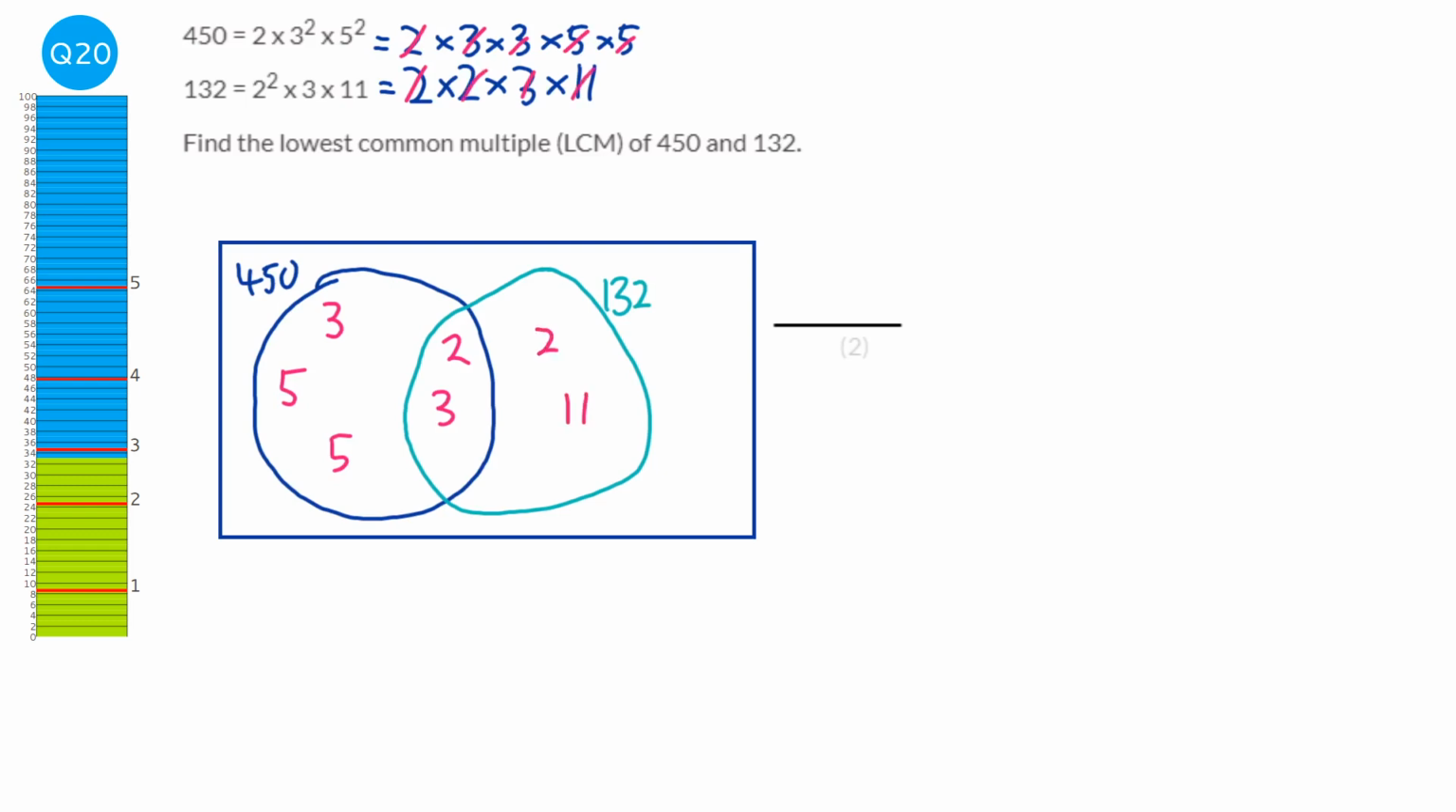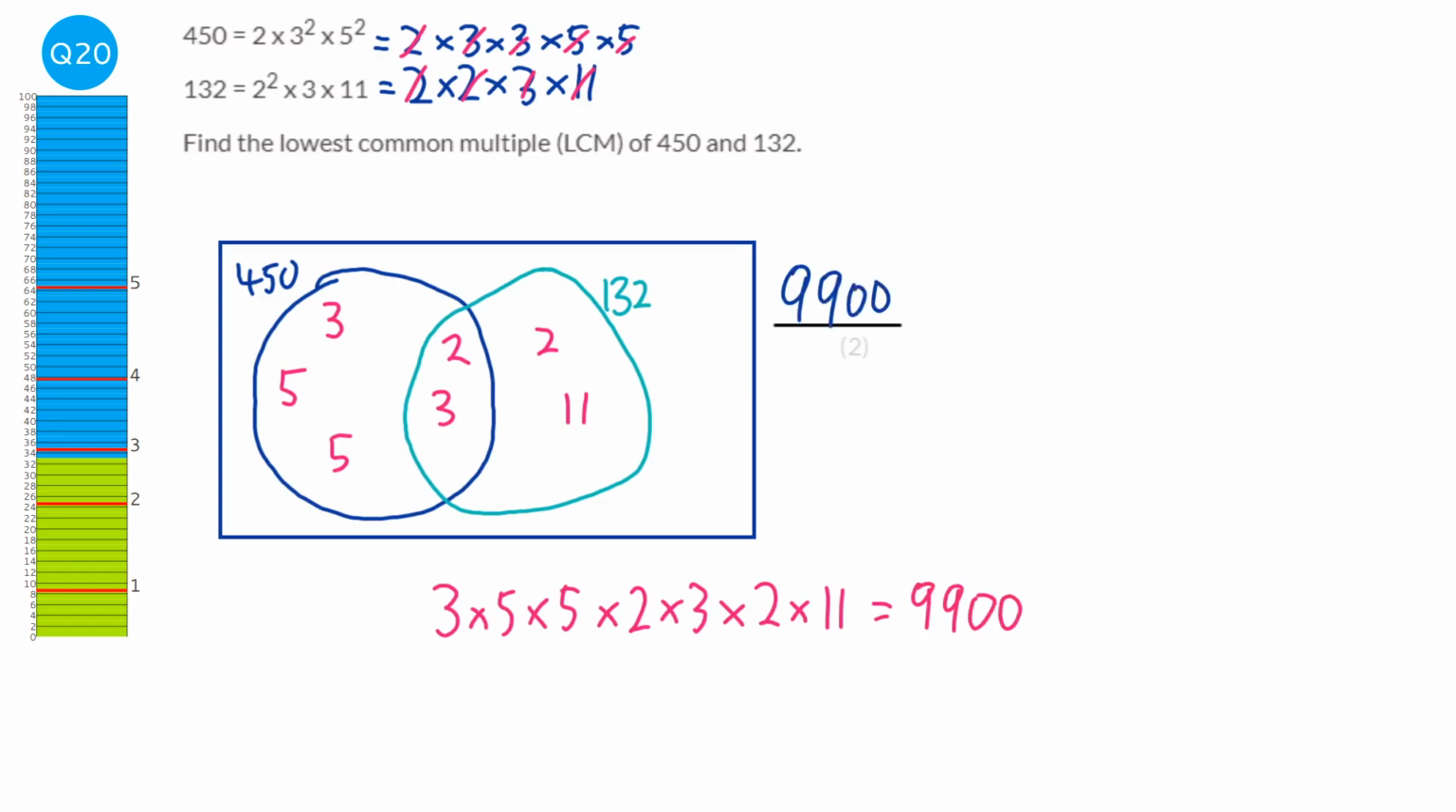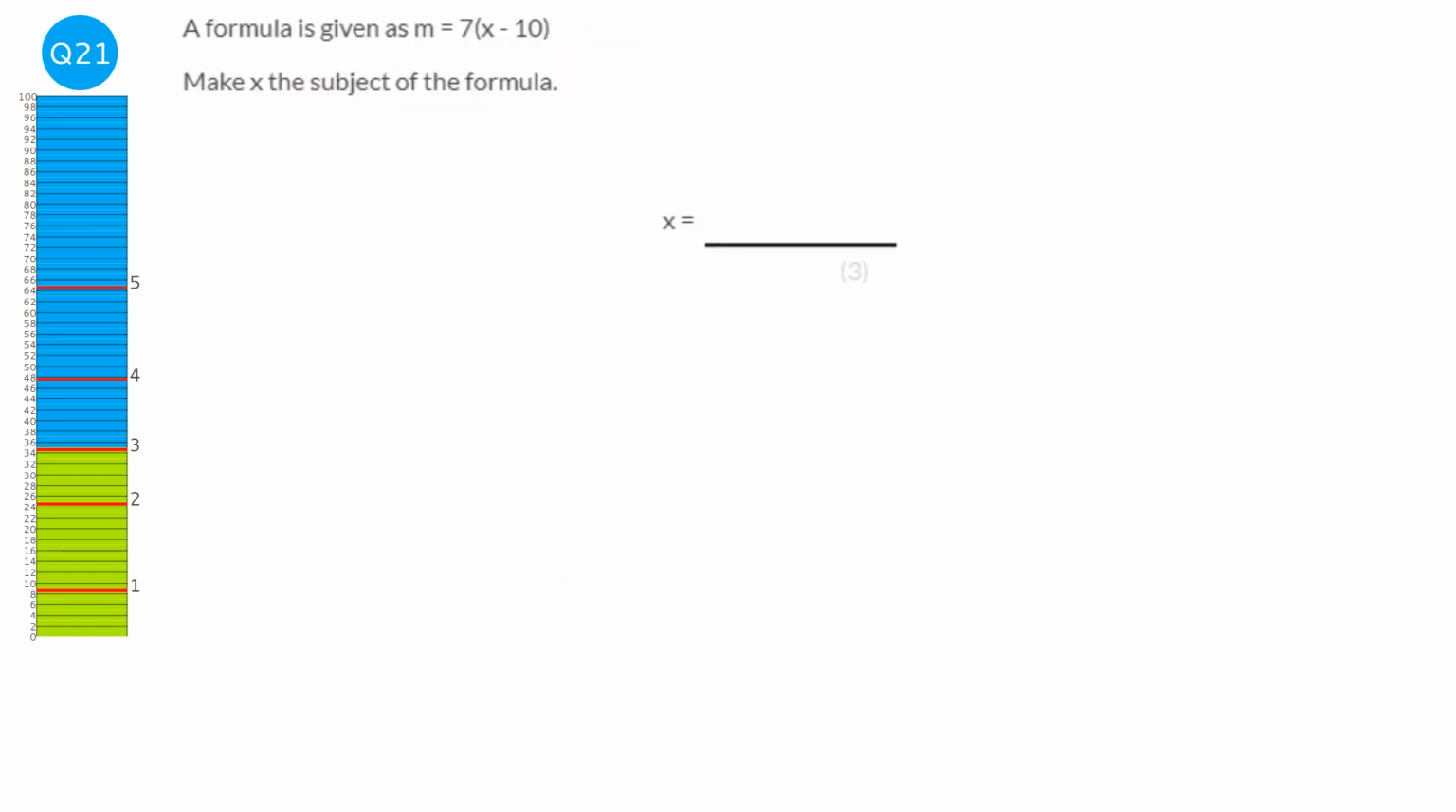Now to find the lowest common multiple, you just multiply all these numbers together and that will give you the lowest common multiple. So we're going to do 3 times 5 times 5, which are the numbers on the left, times 2 times 3, which are the numbers in the middle, times 2 times 11. And when we do that, we get 9,900, and that's it. So our answer is 9,900.